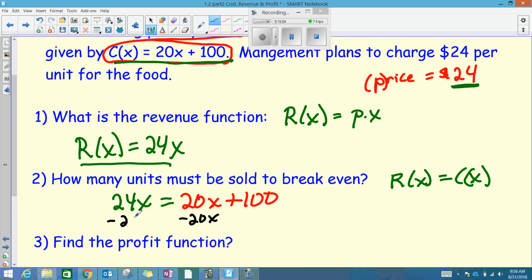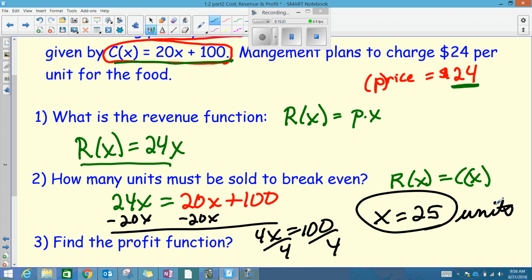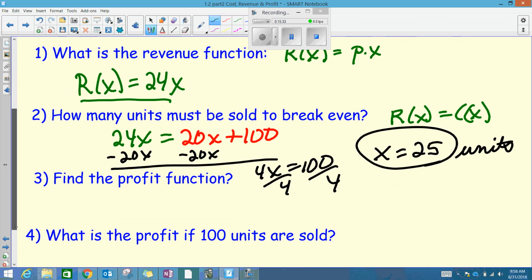So we subtract 20x. We get 4x equals 100. Sorry about the space here. So x equals 25. So when we sell 25 units of poultry feed, then our cost will have met our revenue. Okay, so we're not losing any money. Once we sell 25, we've sold enough to take care of our cost.